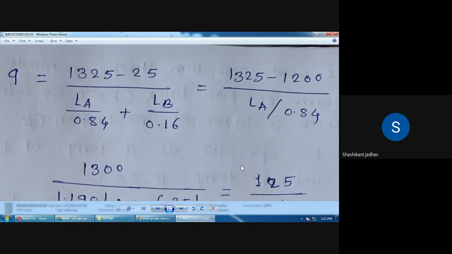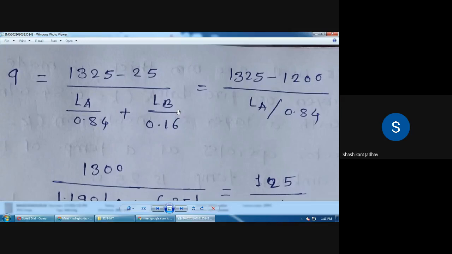And then we have to take only one equation for plate A, because we can equate any two equations and find out from them, but we have equated only the first two equations. So what is the next term? T1 minus T2, so 1325 minus 1200 divided by LA upon KA, so LA upon 0.84. By using this, we have to calculate the values of LA and LB. How will we find them? From this equation, LA and LB, these two are unknown.